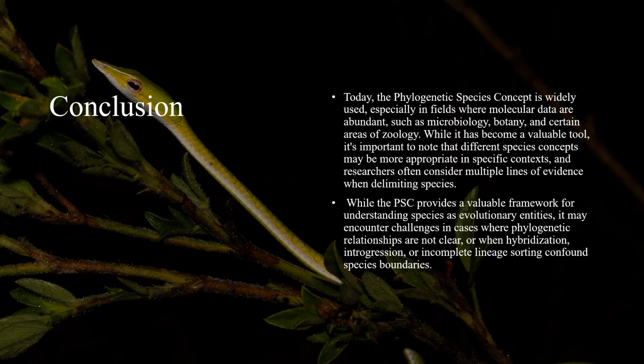So in conclusion, the phylogenetic species concept is widely used, especially in fields where molecular data are abundant, such as microbiology, botany, and certain areas of zoology. While it has become a valuable tool, it's important to note that a different species concept may be more appropriate in a specific context, and researchers often consider multiple lines of evidence when delimiting a species. While the phylogenetic species concept provides a valuable framework for understanding species as evolutionary entities, it may encounter challenges in cases where phylogenetic relationships are not clear, or when hybridization, introgression, or incomplete lineage sorting confound species boundaries.